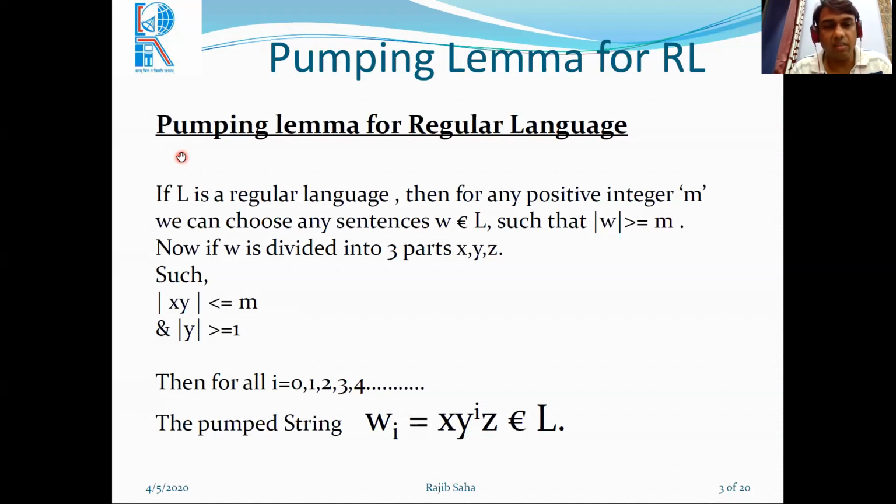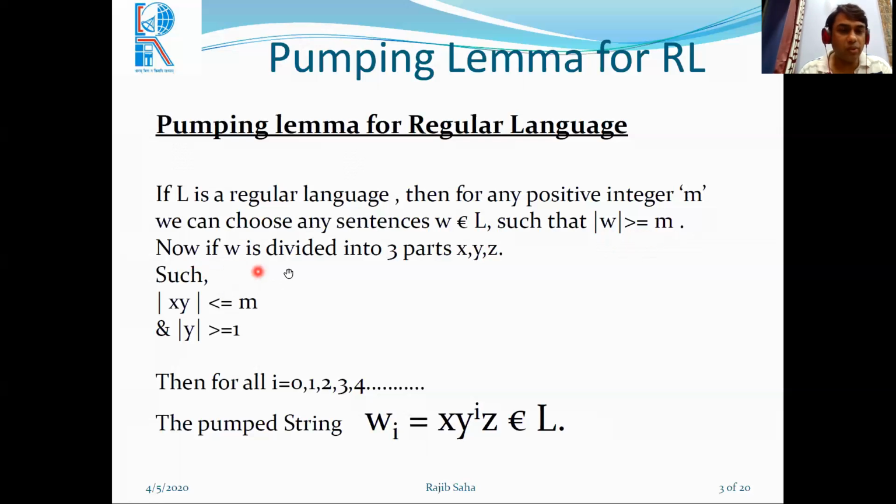It is the lemma itself. You can see that if L is a regular language, then for any positive integer m, we can choose any sentence w belongs to L such that mod of w, which means the length of the sentence. Suppose it is ABC, so length is 3. Suppose it is ABCDE, so length is 5. If I consider the whole alphabet, length is 26. If I consider a square and b square, the length is 4. If I consider a square b, the length is 3, because 2 number of a and 1 number of b. So the mod of w means the length of the sentence. Mod of w greater than or equal to m.